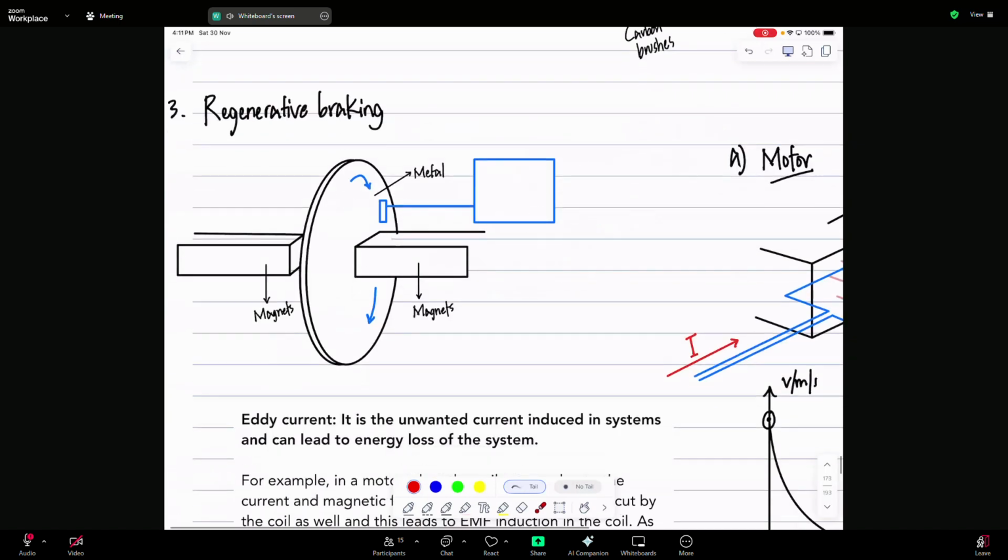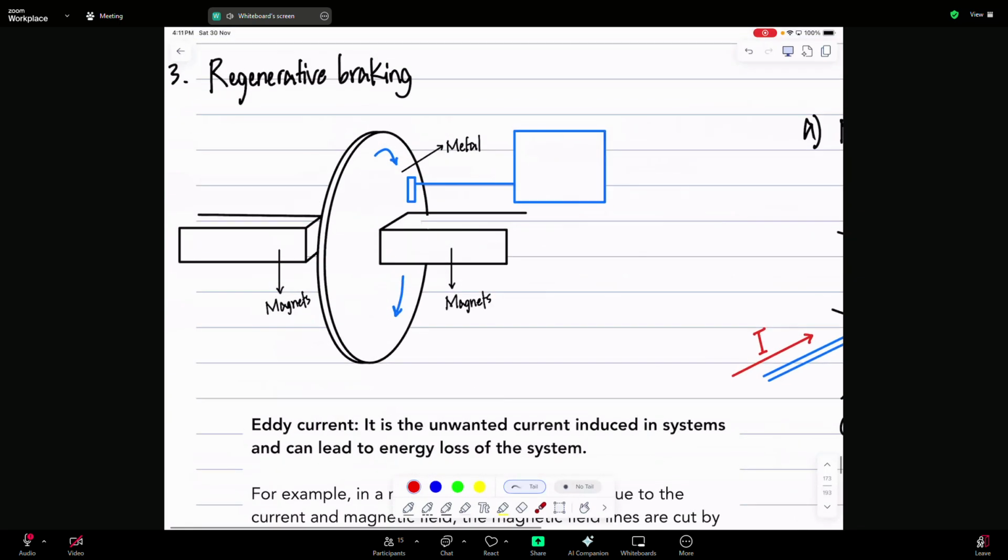Now, there's some very interesting uses of eddy current. This is one of them. So it's called regenerative braking. Does anyone know what's regenerative braking? Regenerative braking. Can you explain? It takes, at least for cars, it takes moving cars' energy, produces, I guess, charge for an EV. Right, and recharges the battery.